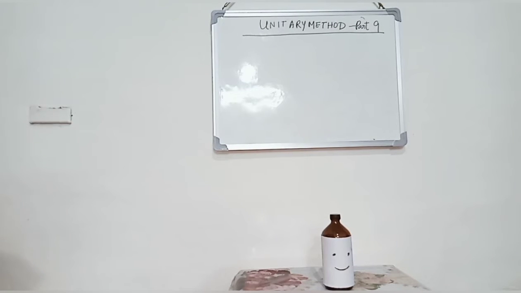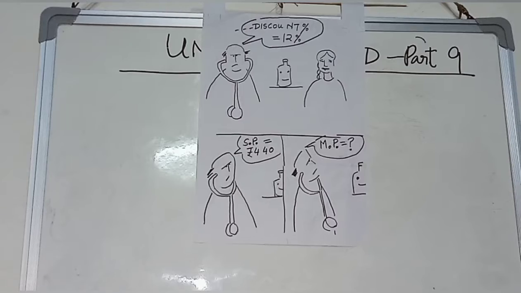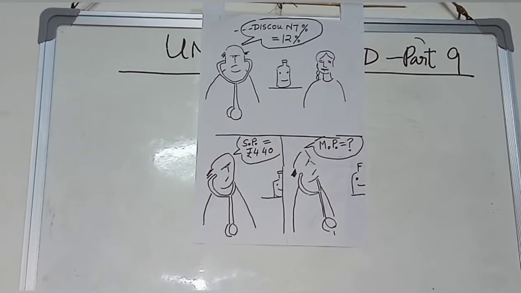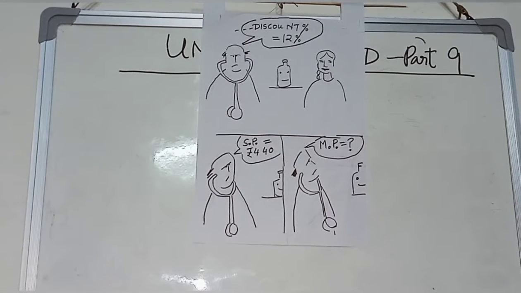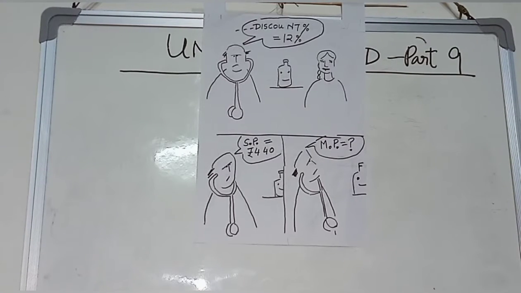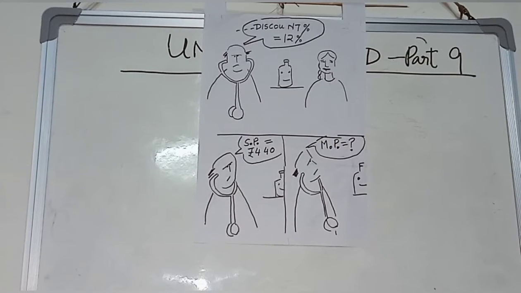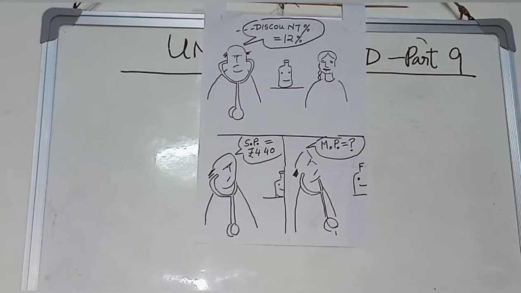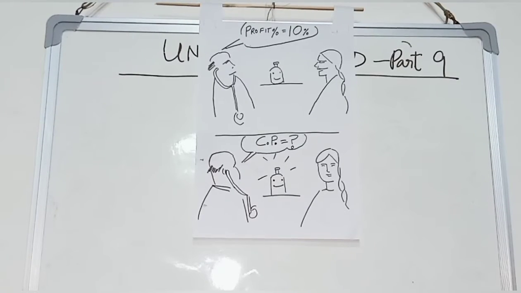See, this is a tonic bottle. A doctor is talking to Iti. I bought this tonic at a discount of 12%. The druggist charged me a selling price of rupees 440. Please calculate the mark price. See, the druggist makes a profit percent equal to 10%. So please, Iti, also find the cost price.